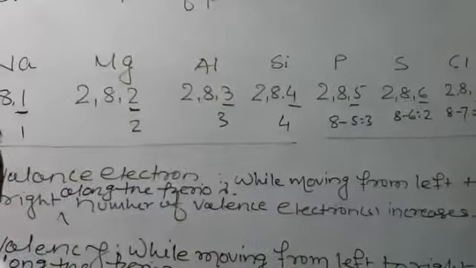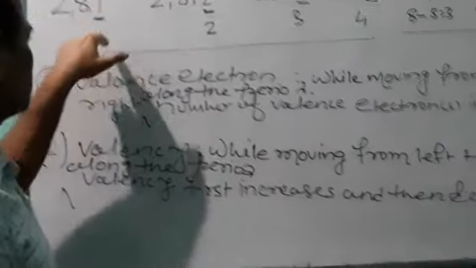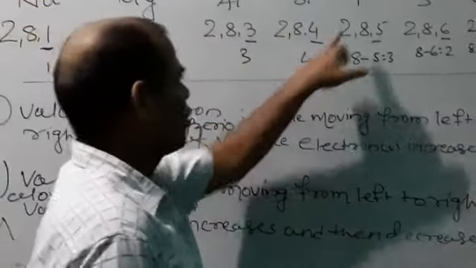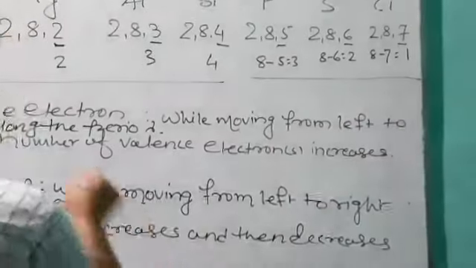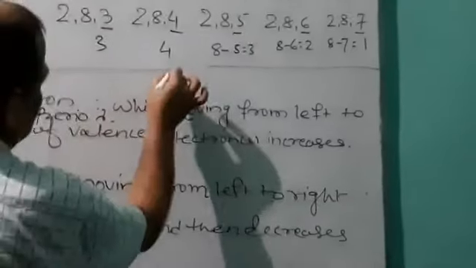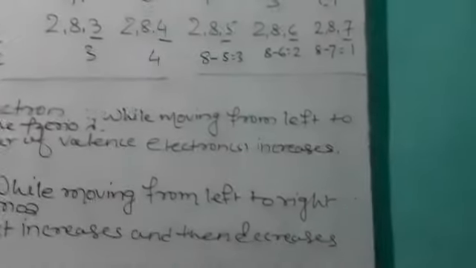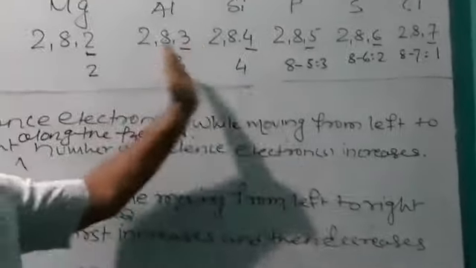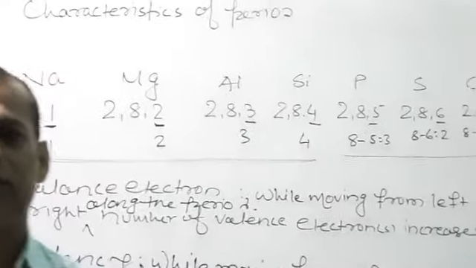Okay, so what is happening here? Valency of sodium is 1, magnesium 2, aluminum 3, silicon 4, phosphorus 3, sulfur 2, chlorine 1. So valency first increases, 1, 2, 3, 4, up to silicon. Valency increases while moving from left to right across the period. And then it decreases.